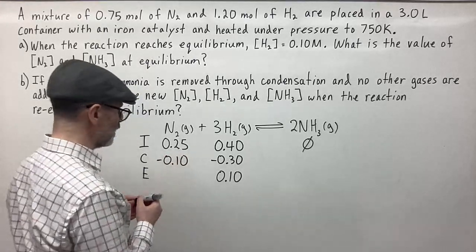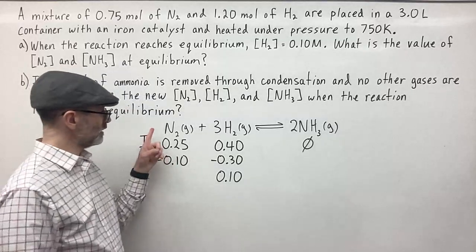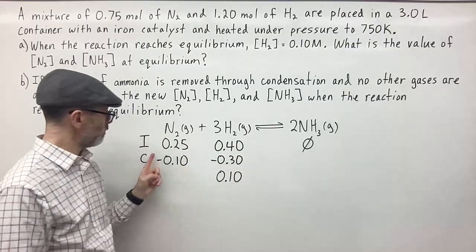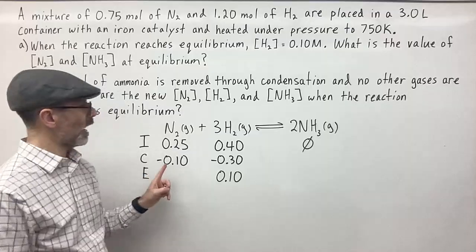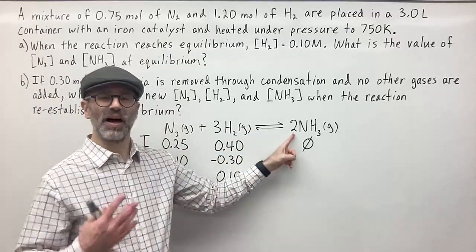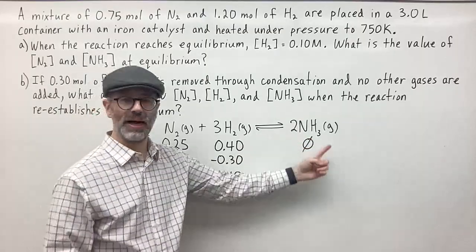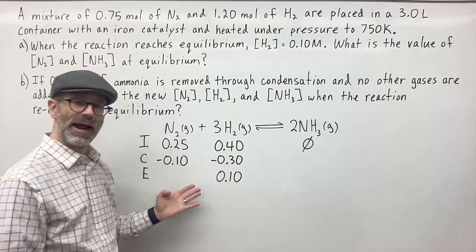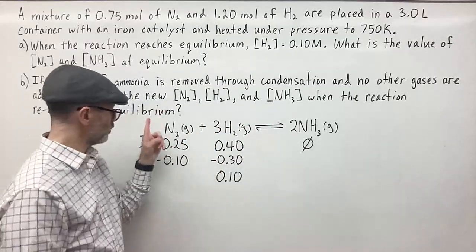0.10 amount here. And then over here, notice this is a 1-to-2 ratio. So if I lost a 0.1 amount here, then I'm going to add a double of that amount here. So remember, we're going in this direction, so we're going to add here, and we're going to subtract here. We're going to lose reactants, and we're going to gain products. But the ratio is still the same. It's 1-to-2.